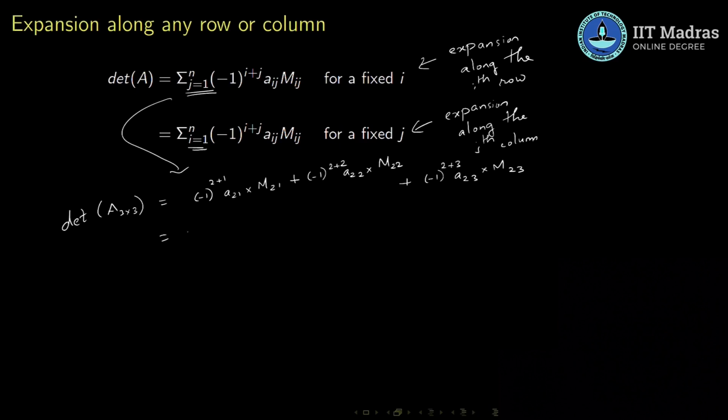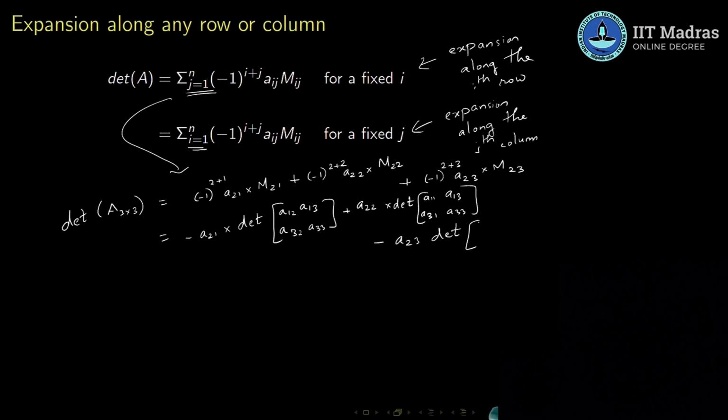So if you write it out concretely, this is minus a21 times the determinant of, so you have to drop the second row and first column, so you get a12, a13, a32, a33, plus a22 times the determinant of a11, a13, a31, a33, minus a23 times the determinant of a11, a12, a31, a32.